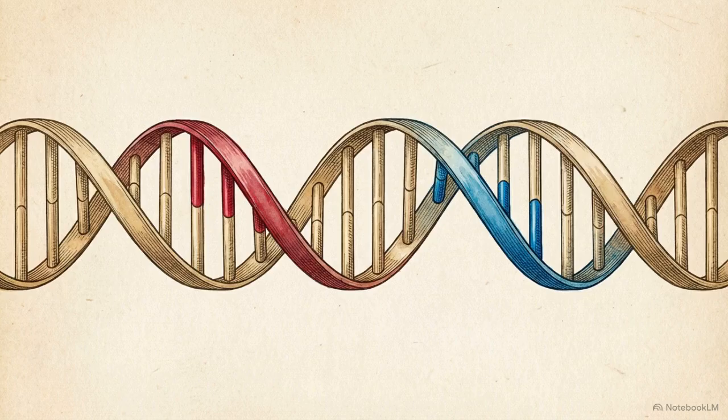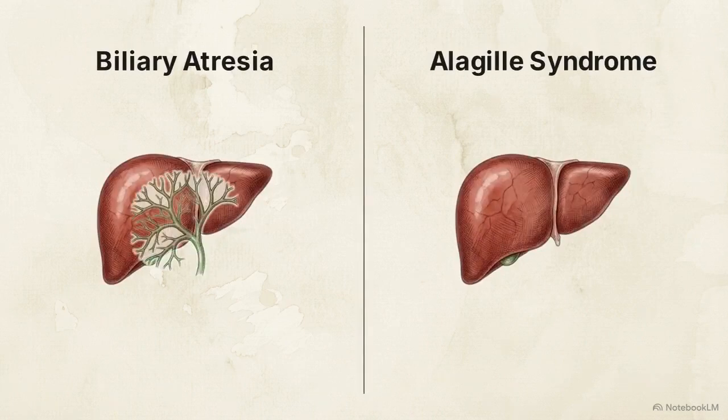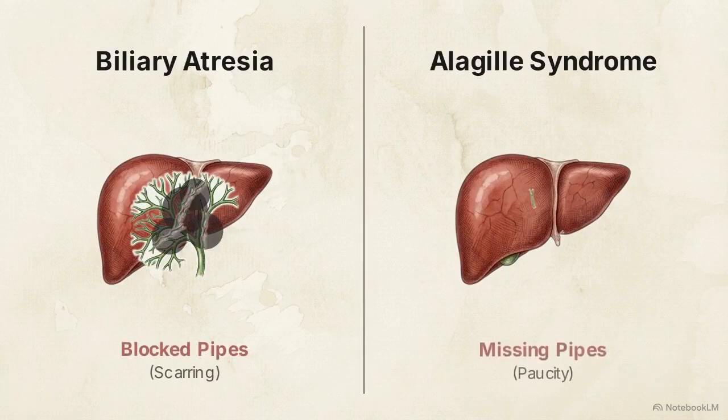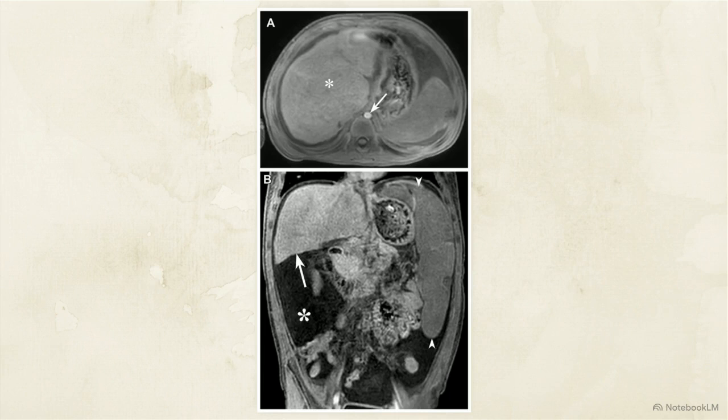Alagille syndrome is an autosomal dominant disorder caused by mutations in JAG1 or Notch2 genes. While atresia involves the scarring of ducts, Alagille syndrome is characterized by a paucity or a developmental absence of intrahepatic bile ducts. This MRI shows the liver in a patient with Alagille syndrome. After 45 minutes, there is no hepatobiliary contrast within the liver. Because the ducts never formed, there is no way for the liver to excrete the contrast.